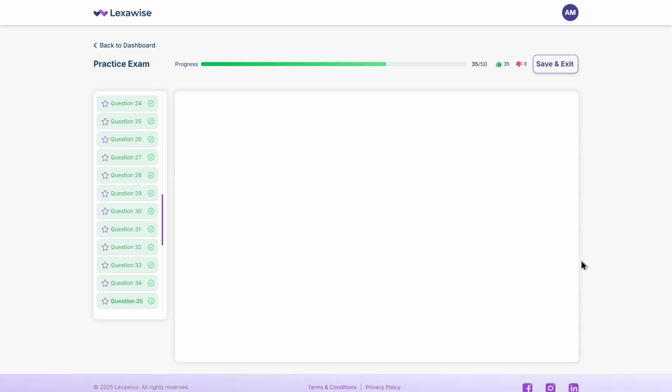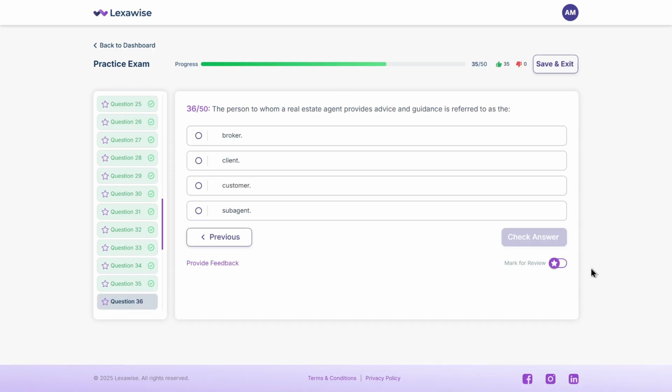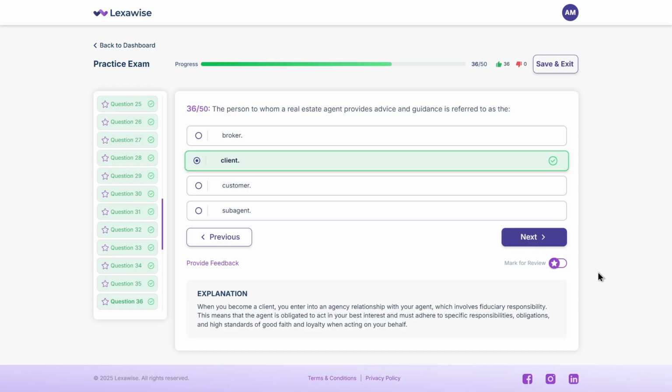Here's one more. The person to whom a real estate agent provides advice and guidance is referred to as the: A, broker; B, client; C, customer; D, subagent. Pause to decide. The correct answer is B, client. A client is the person the agent owes fiduciary duties to, like loyalty, obedience, and full disclosure.